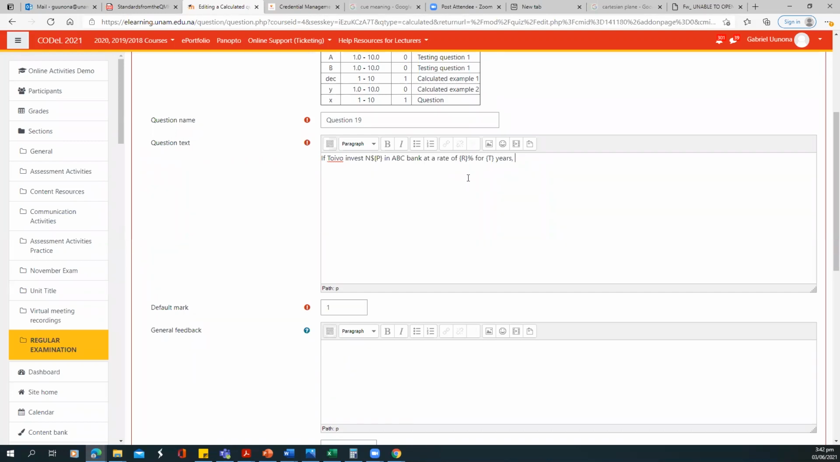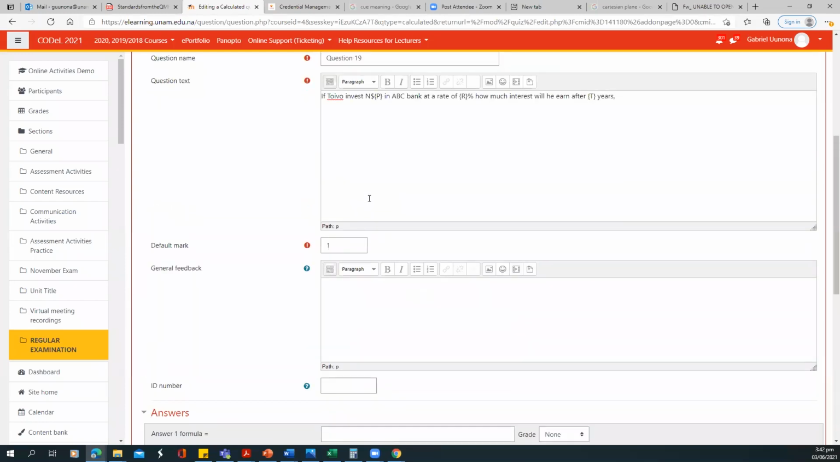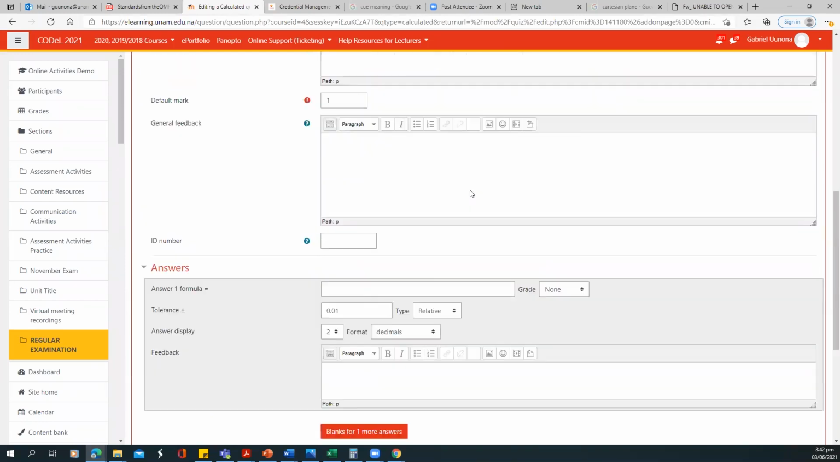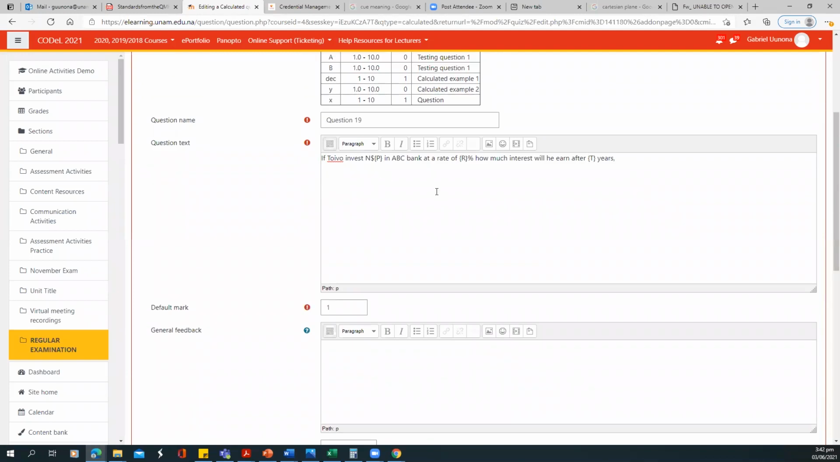Okay, let's put this question. If Toivo invests this amount in ABC Bank at the rate of this, okay, let's say how much interest will he earn after T years. Okay. Now we need to remember the formula of calculating simple interest. Okay. Maybe the marks are 3.